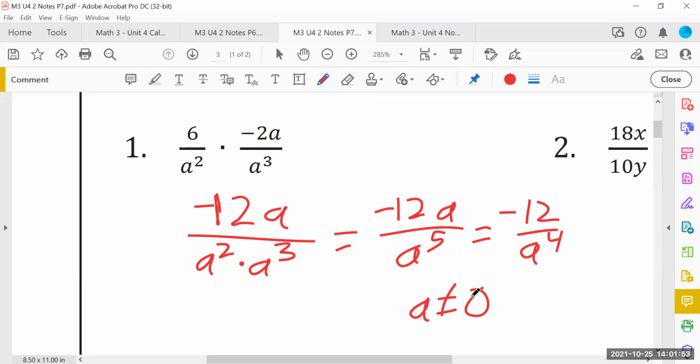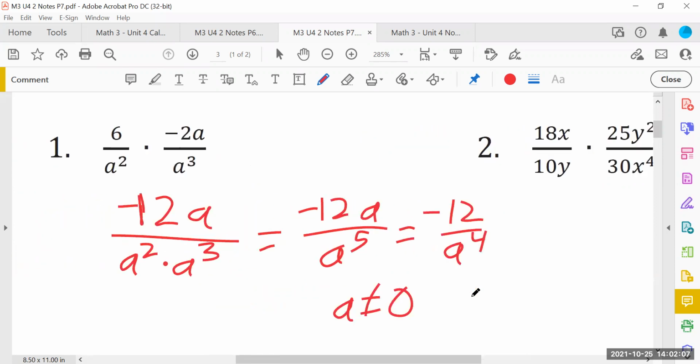Yes. So when I multiply a squared times a cubed, I add the exponents. That's exactly right. Good questions. So now, any questions on number 1?